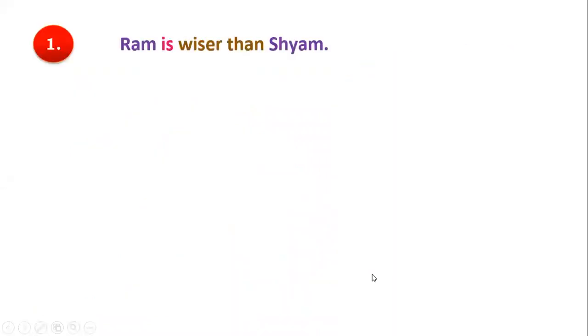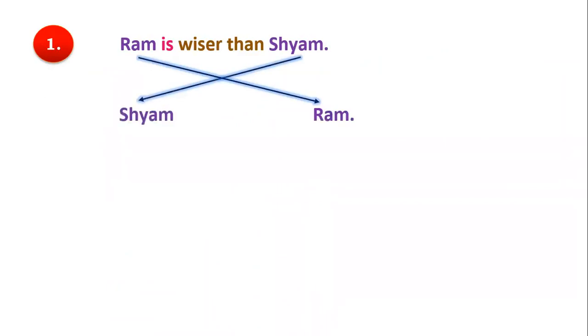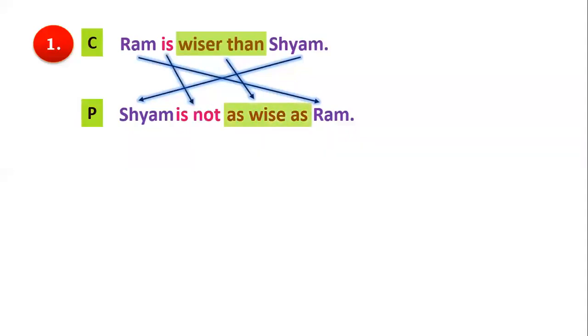Let's go. Ram is wiser than Sham. So once again, it is very easy. Ram and Sham will be swapped. Next, wiser than will be swapped to as wise as. Comparative changes to positive. And affirmative changes to negative, that is, is changes to is not.